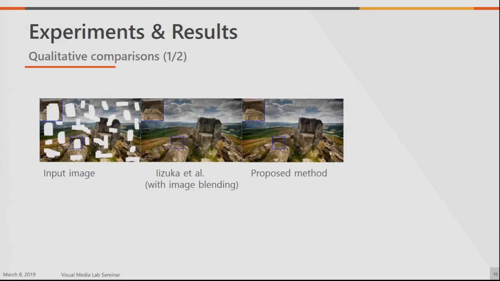And then for some results, here they compare with their reference paper, Iizuka et al. It's also important to note that with the Iizuka et al. paper, they need to do image blending after their network prediction, which is not necessary anymore in the proposed method. And so you can see here that it has a slight improvement.